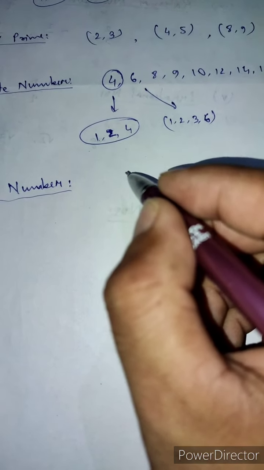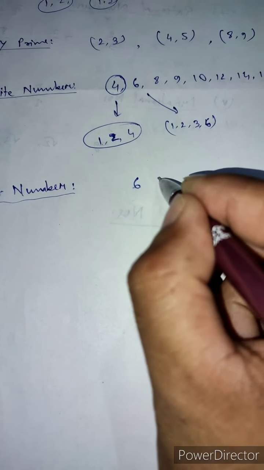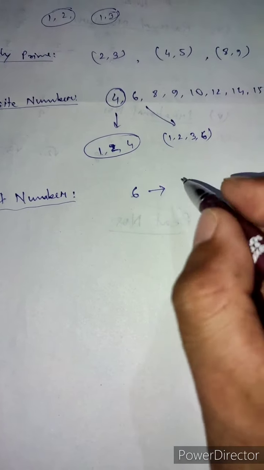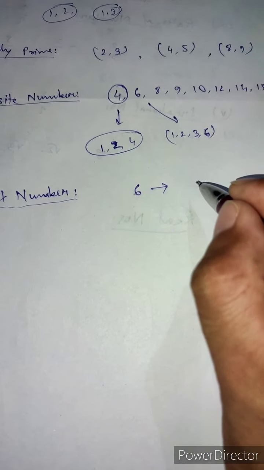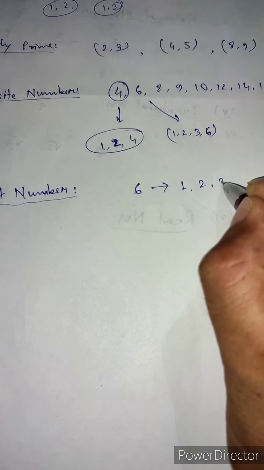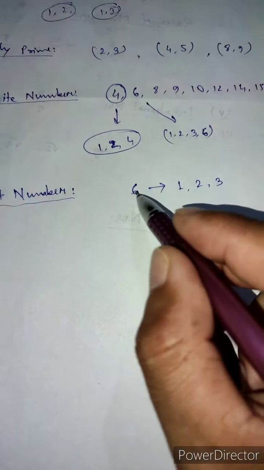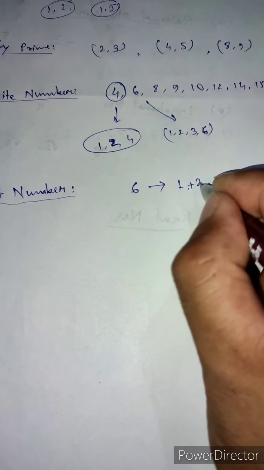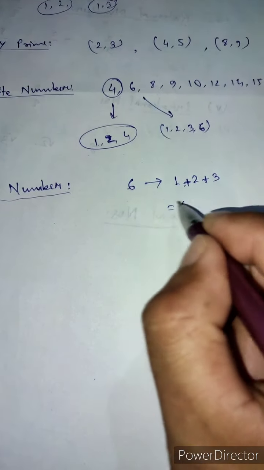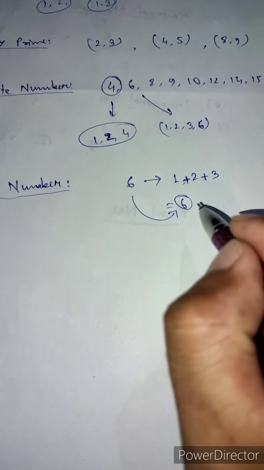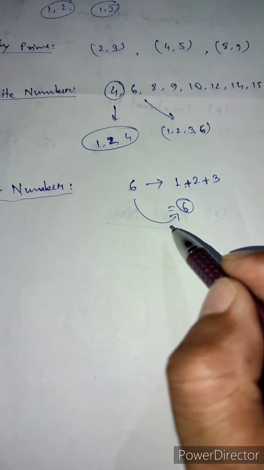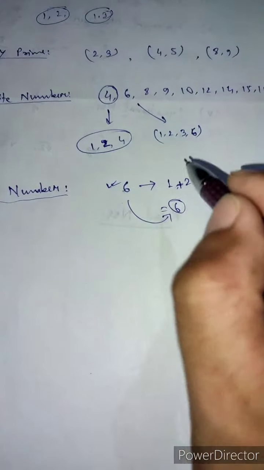Let us take an example, 6. What are the factors of 6 other than itself? Remember, don't take the number itself. So 1, 2 and 3. These are the 3 factors of 6, and if we add them all, how much do we get? This is equal to 6, and we get 6 again, as the sum of the factors is equal to the number itself. That is why 6 is called a perfect number.